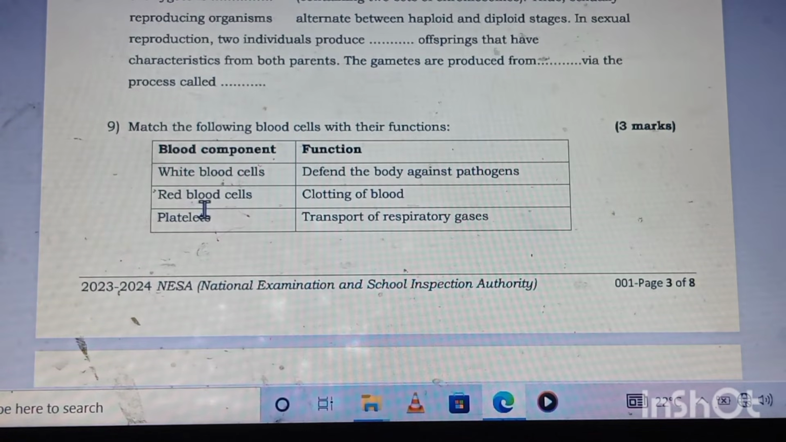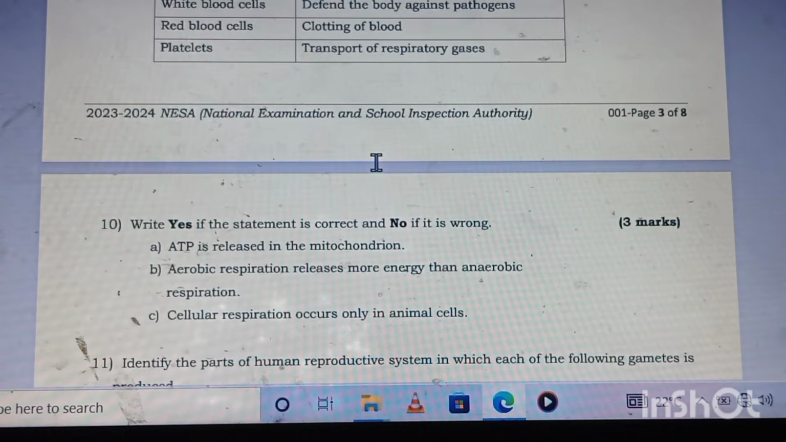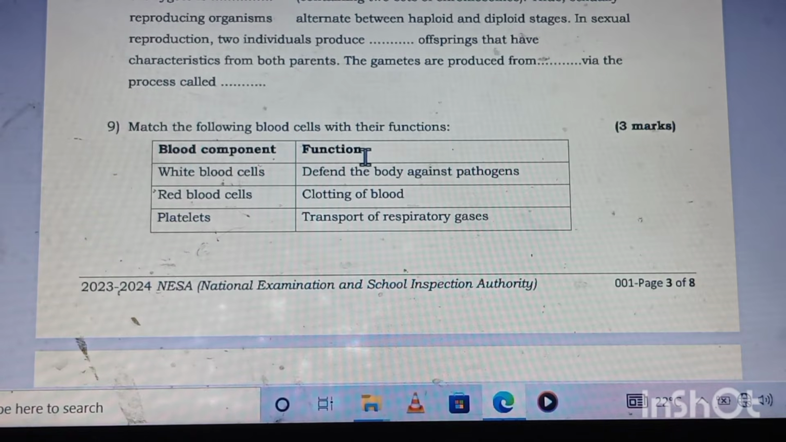Question number 9. Match the following blood cell with their function. When you say blood cell, you try to understand what you call red blood cell, white blood cell, and even platelets. Here, we have white blood cell. Mainly the function of white blood cell is to defend the body. It means it is corresponding with that one.